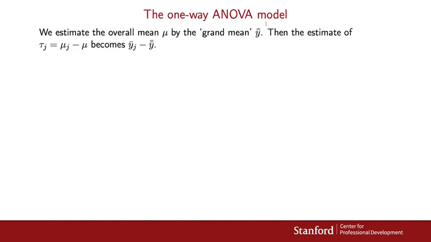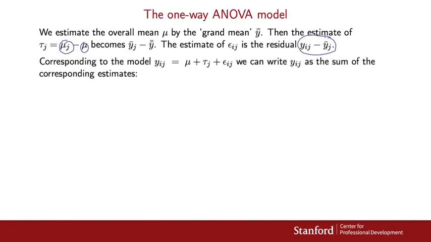Of course, we would estimate the overall mean mu by the grand mean y bar bar. Then the estimate of the treatment effect tau j simply becomes yj bar minus y bar bar. All we did there was plugging in the estimates for mu j and mu. Finally, the estimate of our error term epsilon is simply the residual. The residual is defined just the same way as in regression. So now when we look at our model where y is the sum of an overall mean mu, a treatment effect tau j, and an error term, we can plug in our estimates and we get this equation.